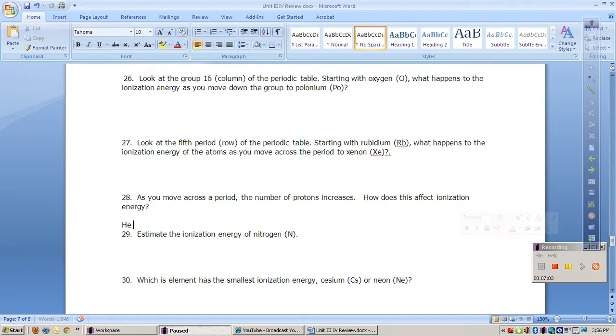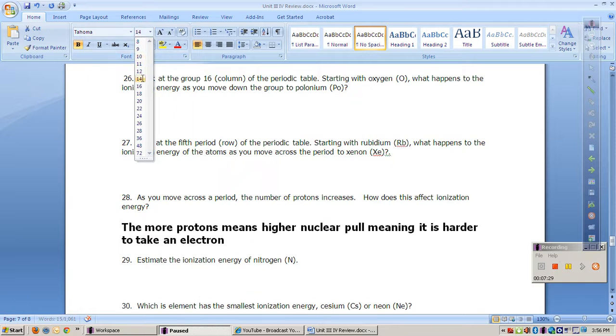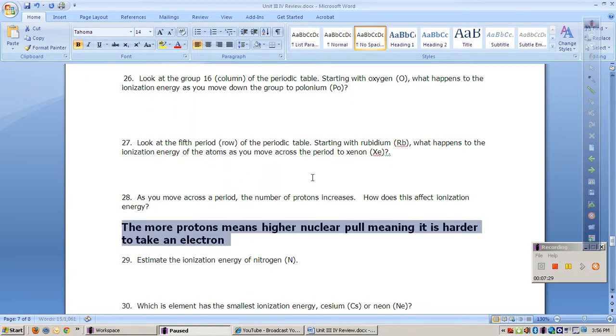So the more protons you have, the higher the nuclear pull, meaning it is harder to take an electron. Okay, so that's one of those things where you just got to remember that. The more protons means higher nuclear pull, meaning it is harder to take an electron away. All right, so now we're going to look at number 2 and 3 at the bottom.